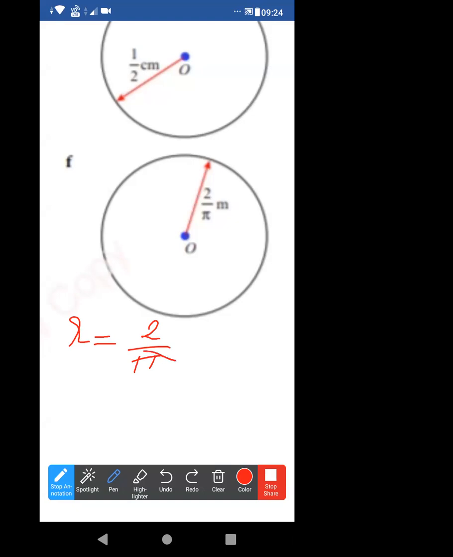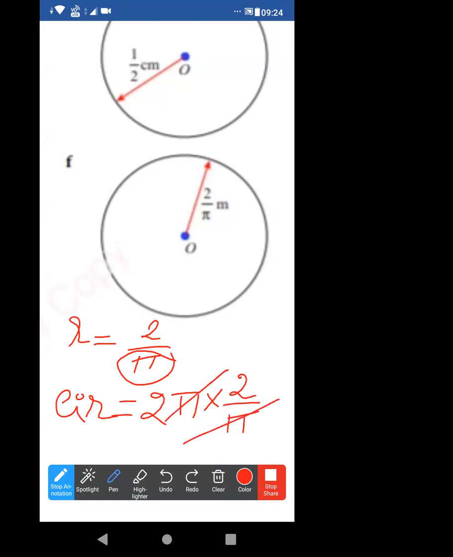Just look, we are not going to put the value of pi. Why? Because the formula for circumference is 2 pi r. Yes or no? 2 pi into r. What is r? It is 2 by pi. If we put it, then this pi and pi will be cancelled out. So this calculation will be easier.